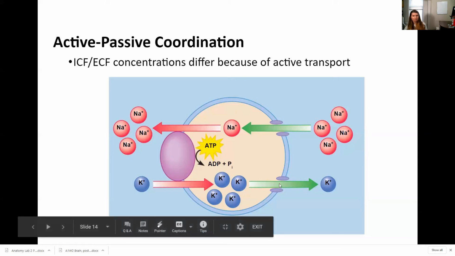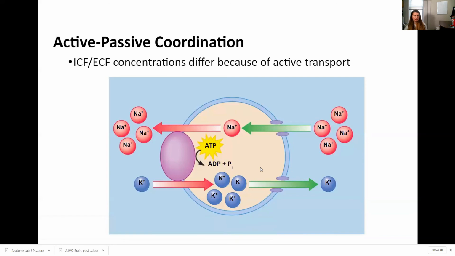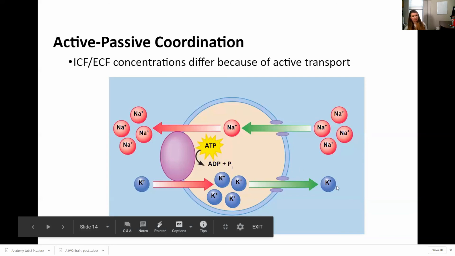If, by contrast, we open a potassium channel, this pump has been building up a potassium gradient where we have a lot of potassium inside the cell, not very much potassium outside the cell. So if we open a channel for passive transport of potassium, we're going to see potassium move from the inside of the cell to the outside of the cell.